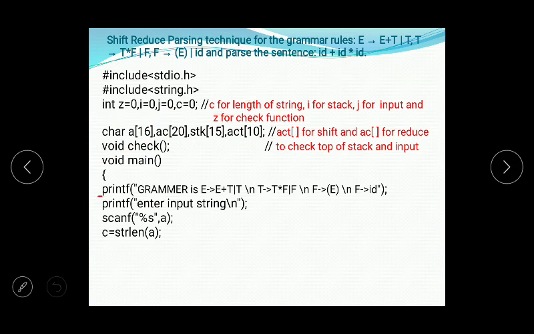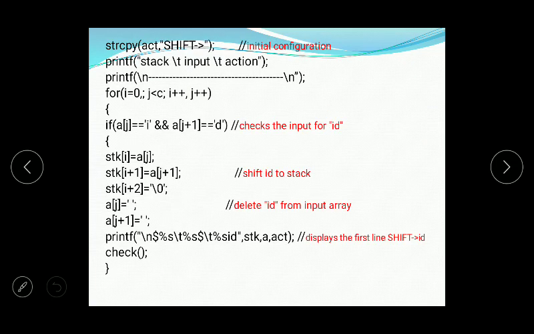In the main function, first display the grammar, E gives E plus T etc. Then enter the input string. Whenever the string is read, find out the length by using the string length function, which is stored in variable C. C contains the length of the string. Next we have to write one action. Initially we have to shift the first input symbol onto the stack. So using the string copy function we add the shift string to the ACT array. So the ACT array contains shift.